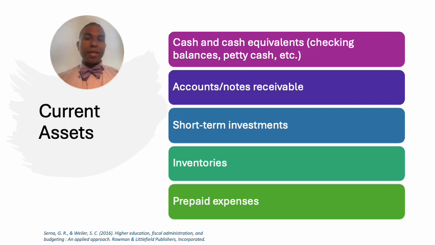Inventories and prepaid expenses. So you can kind of see with your quick ratio, you take out the inventories, you still have the cash and cash equivalents, the accounts and notes receivable, short-term investments, and prepaid expenses. And with your available funds ratio, you're just using the cash and cash equivalents and the short-term investments. So you've taken out the prepaid expenses and the accounts receivable in addition to the inventories.